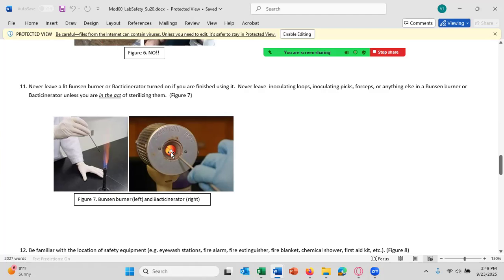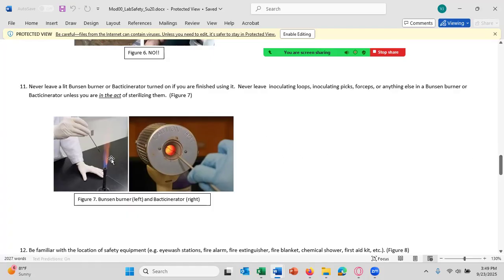Never leave the Bunsen burner or Bacti-cinerator on. When you're done with it, turn off the gas or the Bacti-cinerator. Realize that the Bacti-cinerator takes 5 minutes to warm up, even after it's cooled down. So usually we leave it on until you stop using it. Turn it on at the start of the lab to get it warming for 5 minutes.